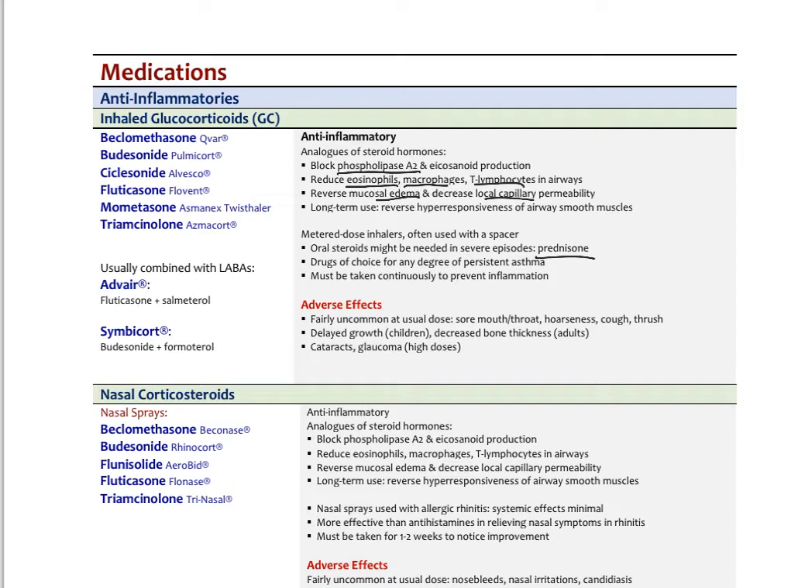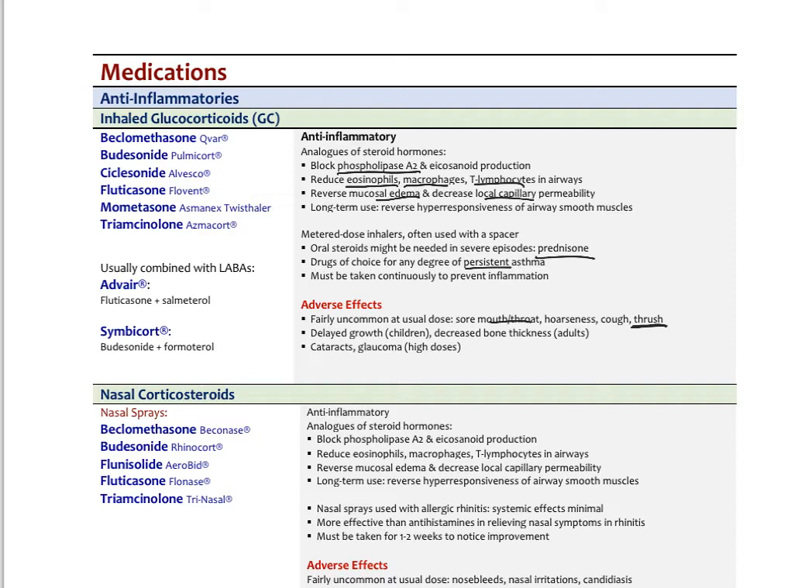These are the drugs of choice for persistent asthma. So again, we'll look at the asthma guidelines in a bit. They have to be taken continuously to prevent that inflammation. The adverse effects are fairly uncommon at the usual dose, but might include sore throat, sore mouth, hoarseness, cough. Thrush is possible because the glucocorticoids inhibit the innate immunity in the mouth, and so candidal overgrowth can occur. So thrush is a possibility from these inhaled glucocorticoids.